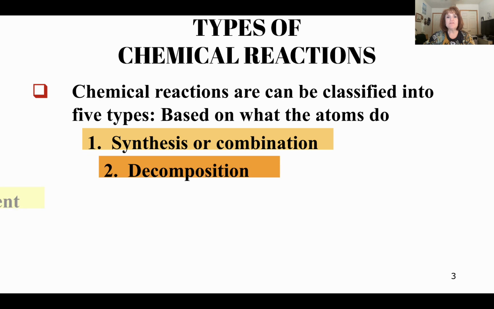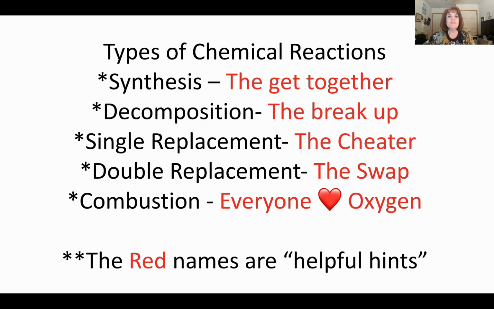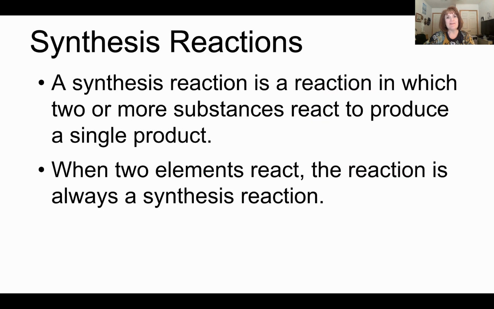Types of chemical reactions. You actually have 5 types of chemical reactions, and we're going to go through each one individually. They are given cute and precious little nicknames to kind of help you remember what they are.